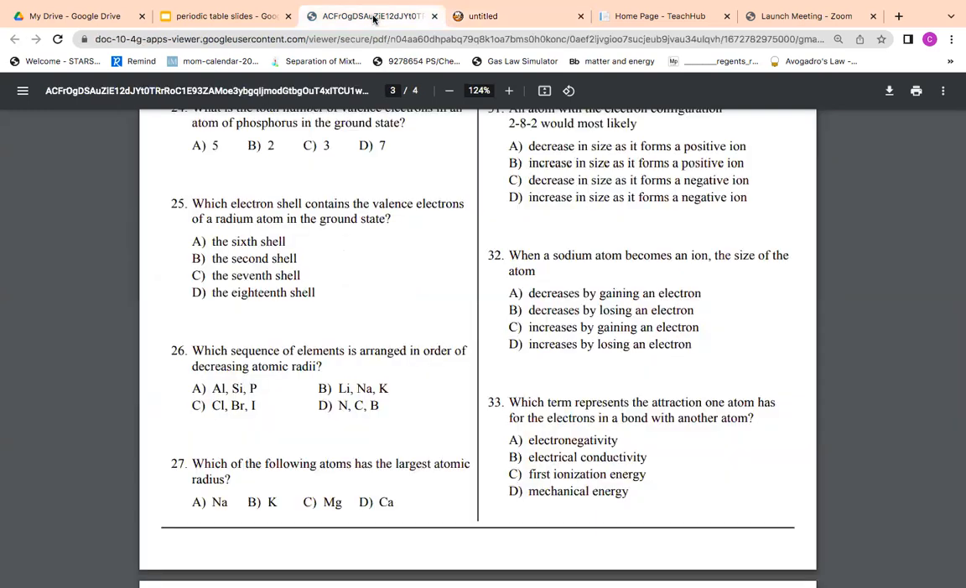So we got lucky because it's just choice A. But if it wasn't, you just have to keep going through all of the choices. Number 27, which of the following atoms has the largest atomic radius?